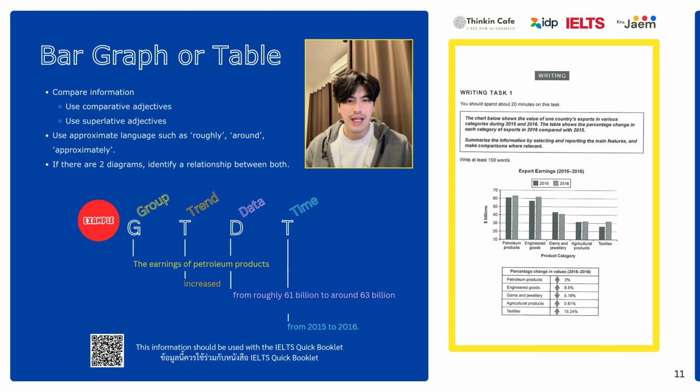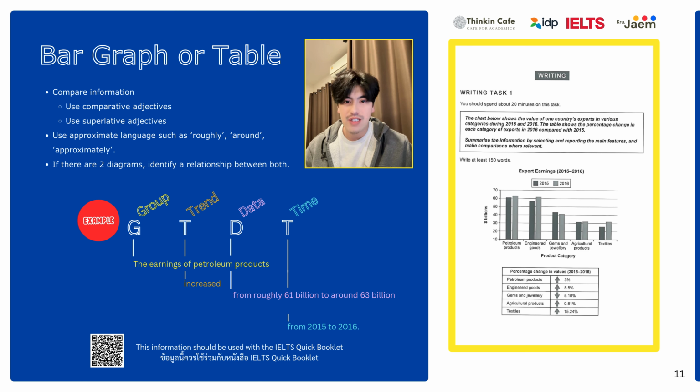So you want to look at what's different between the two. For example, in this diagram, you can see that the bar graph is measured in billions of dollars. In the description of the table, it describes percentage changes. So you might say, for instance, the export earnings of petroleum products increased from roughly $61 billion to around $63 billion, which is a rise of 3%.